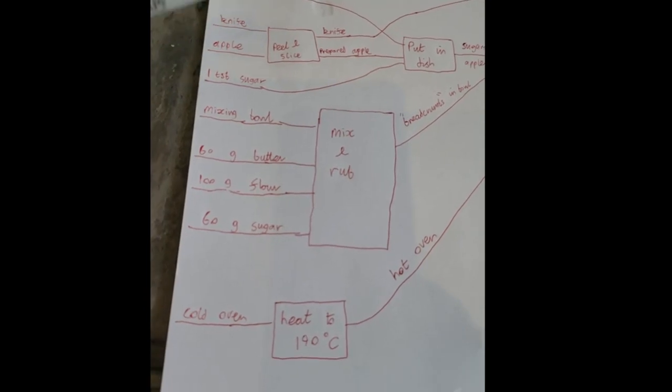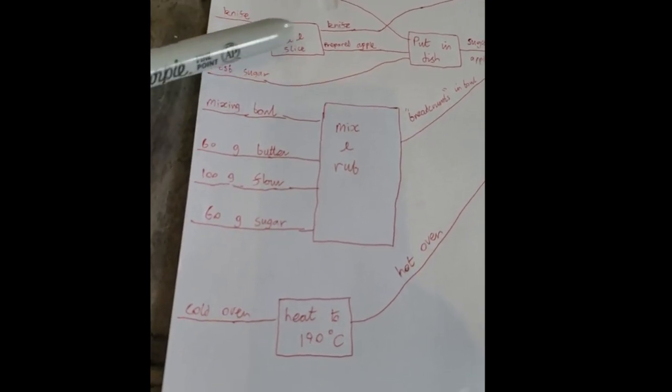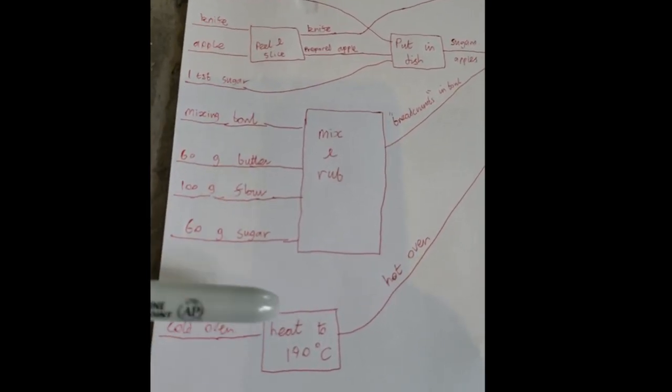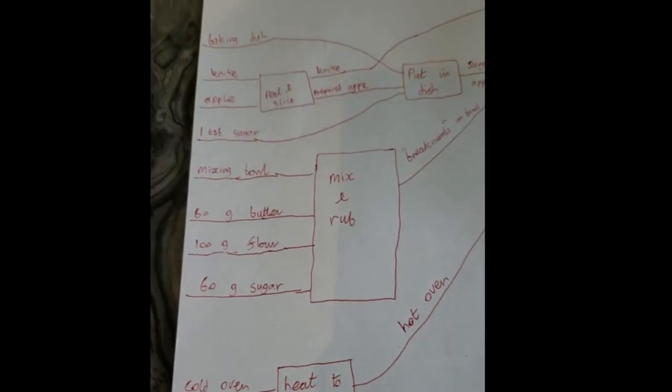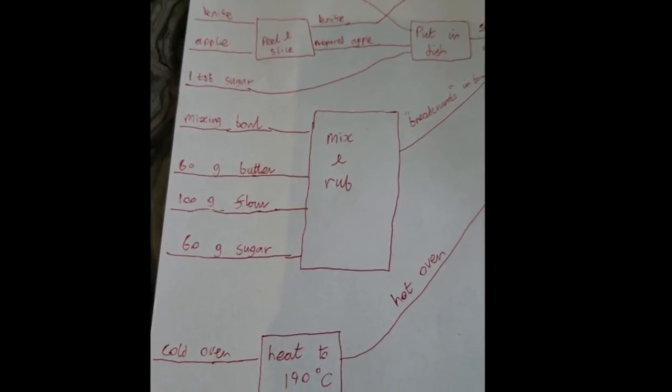So there we are. We've applied this peel and slice function. We're in the middle of applying this heat to 190 function. Okay, so the next thing is we want to get this kind of crumbly breadcrumb sort of mixture.